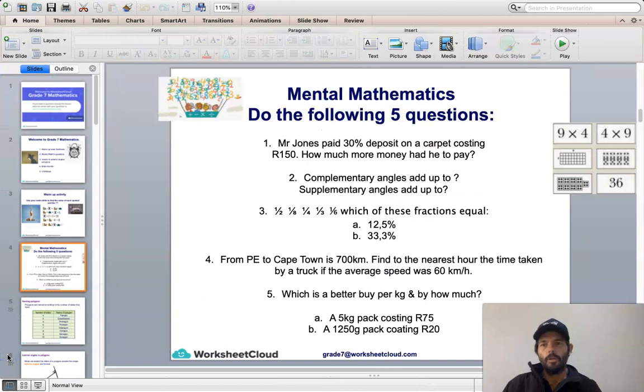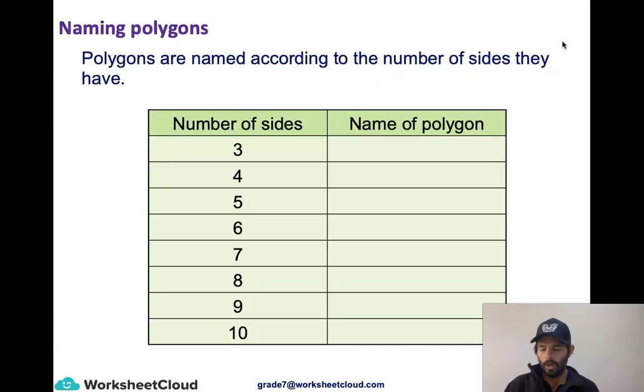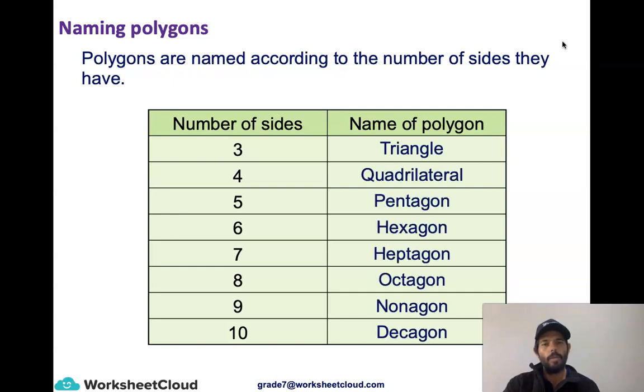So we're going to get on to the main part of our lesson today, and that is polygons. The first thing we need to remind ourselves of is the different types of polygons and their names. I'm pretty sure you will be aware of the names of these polygons according to their number of sides. So that's just a little bit of a refresher for you. If you don't remember, you can always go back and have a look.